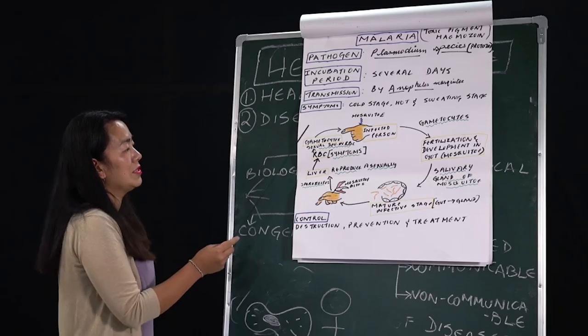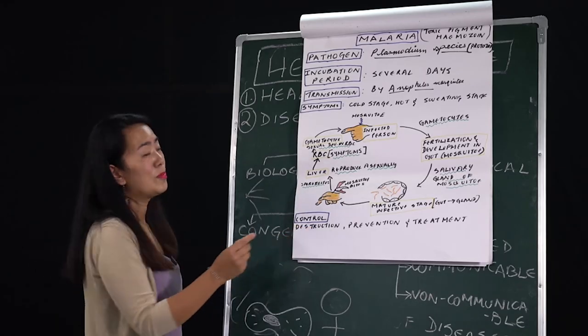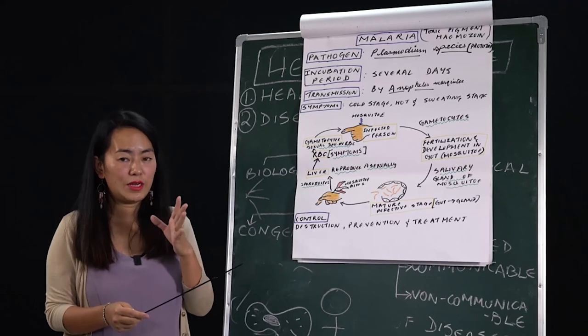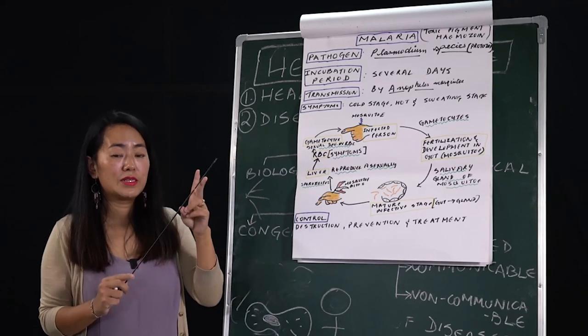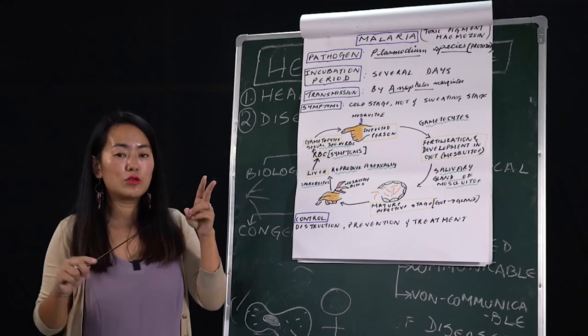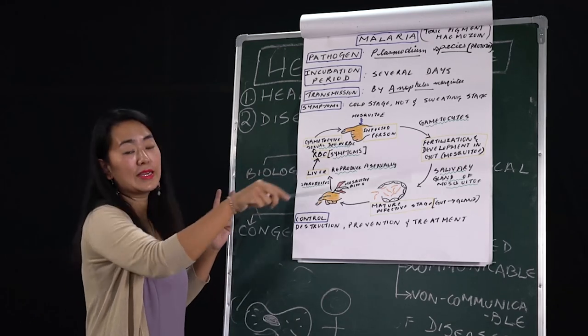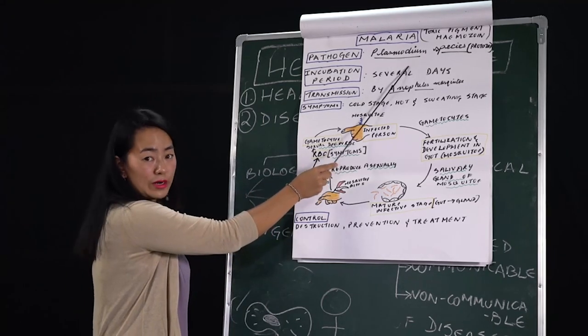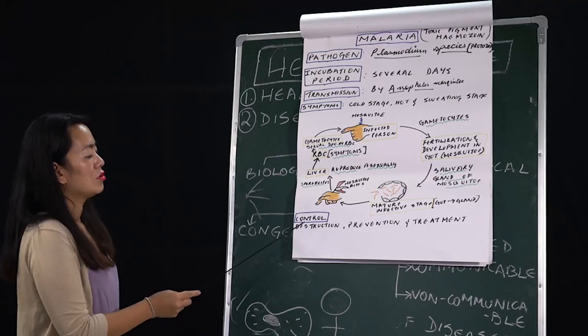This comes under the life cycle of malaria, where in case of malaria, you need two hosts. One is man, the second one is the mosquito, in order to complete the life cycle of the protozoa. Remember that, okay? So how do you control it?